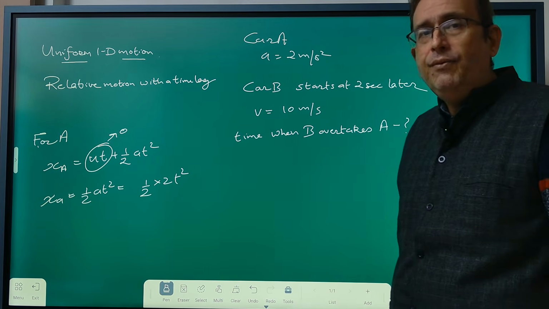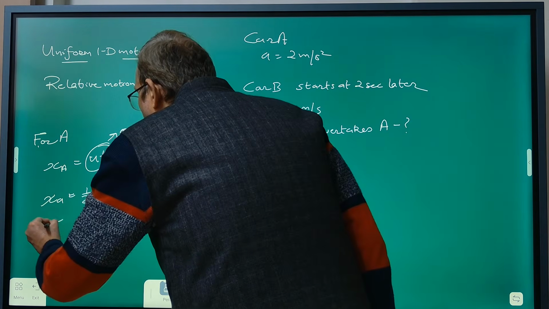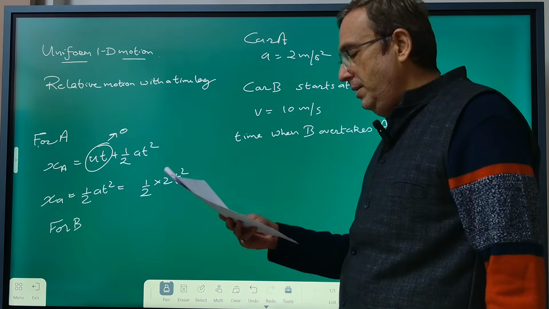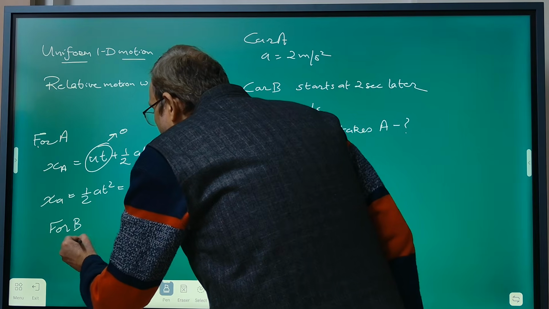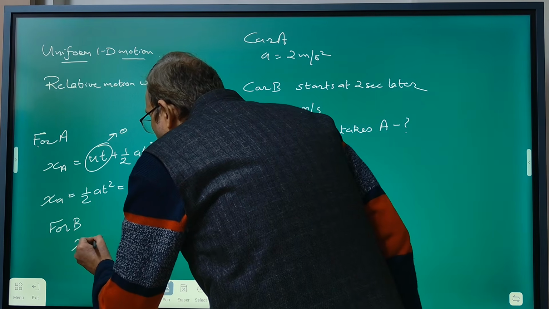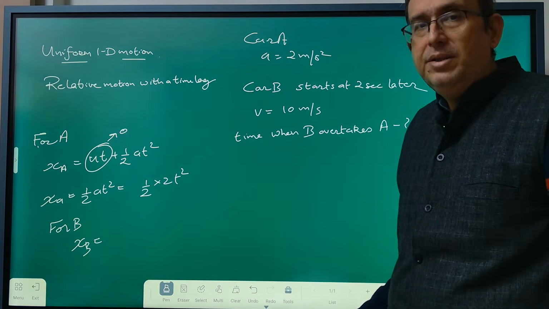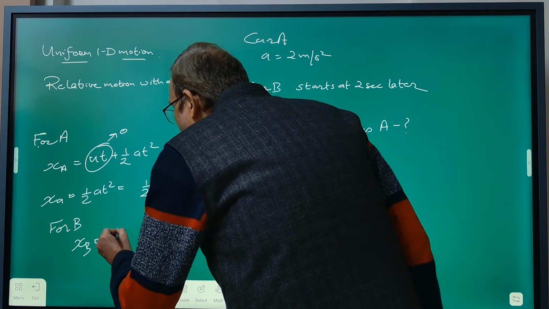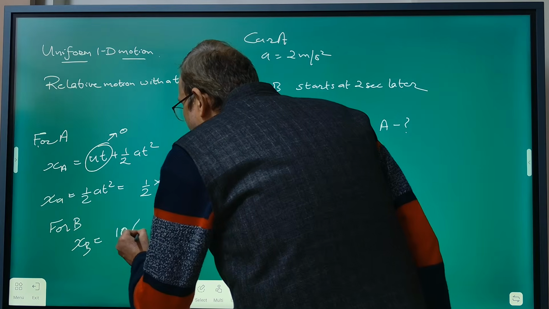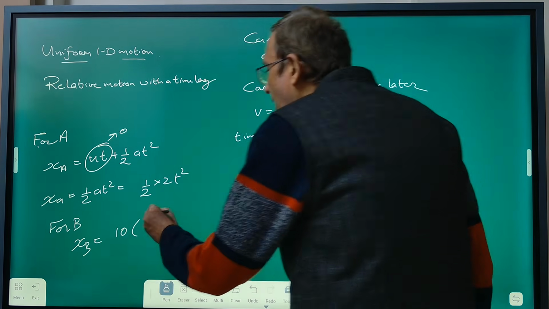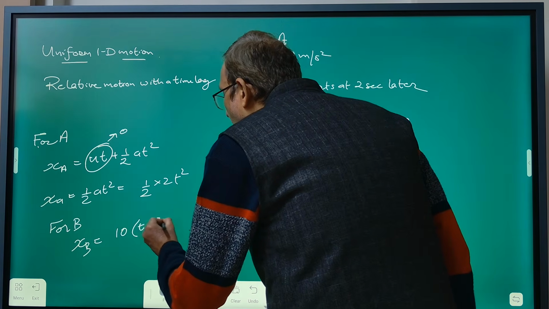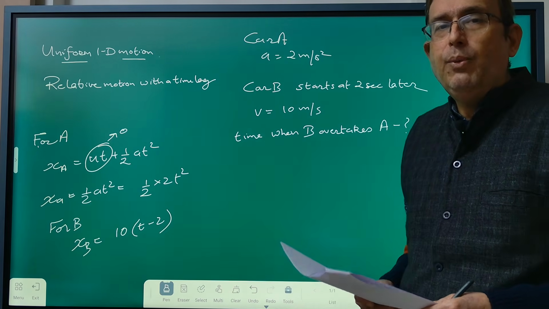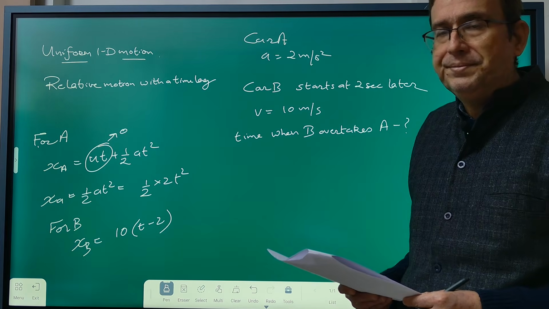Okay. Then for B, which starts 2 seconds later, x of B is going to be V times t, but the t is 2 seconds later. So the V is 10 meters per second and the time starts 2 seconds later, so it is t minus 2. Okay. So this is the equation of motion for B.